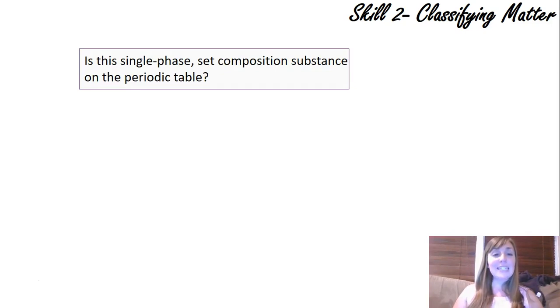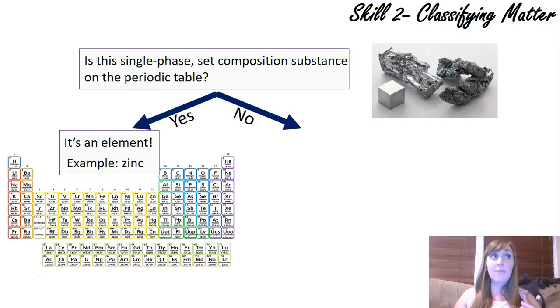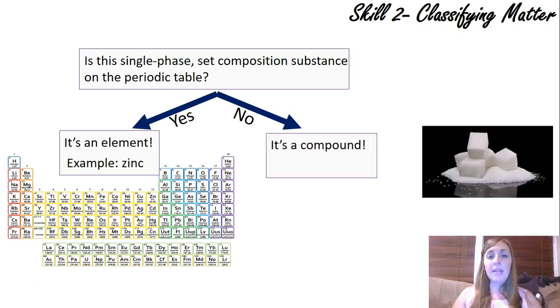All right, is this single phase, set composition substance on the periodic table? If you say yes, then it's an element. For example, zinc. It doesn't matter if you have a zinc cube, if you have zinc dust, if you have liquid zinc, like if you put it at a really, really hot temperature and melt it, it's still zinc. So don't be thrown off by anything that's describing the zinc, like gas or shavings or chunks, right? It's still zinc. As long as it says zinc dust or zinc pieces, it's still zinc. If it's no, then it's going to be a compound.